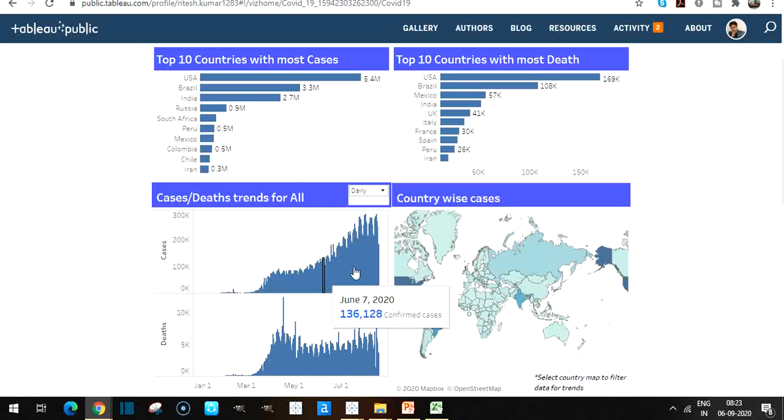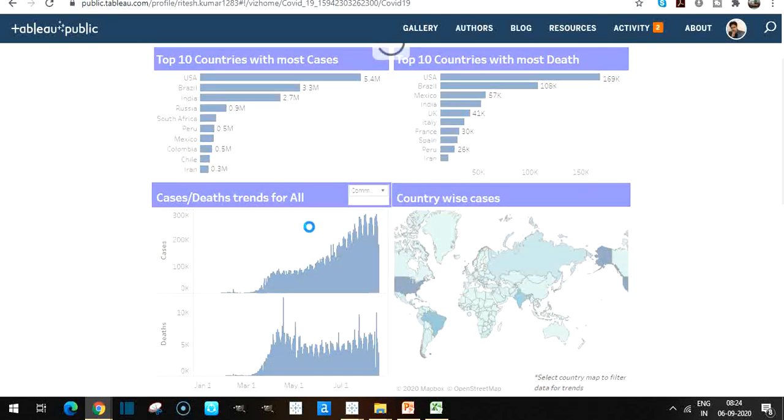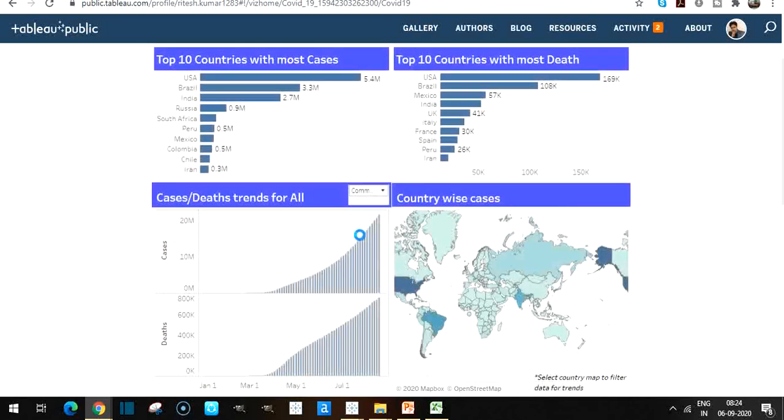136,000 on June 7. On August 3, 261,000. So obviously the cases are increasing on a daily basis also. But if I turn this to cumulative, that means running total. When I turn this to running total, the fluctuation will not be there anymore because it is adding up all the previous points. So when you look at this number, July 12, it says 12 million cases were confirmed. So what does it mean?